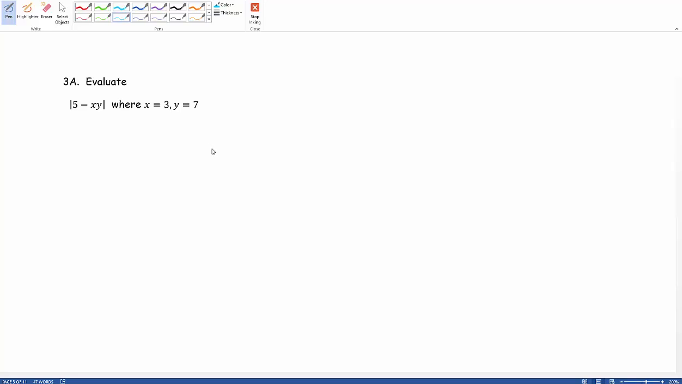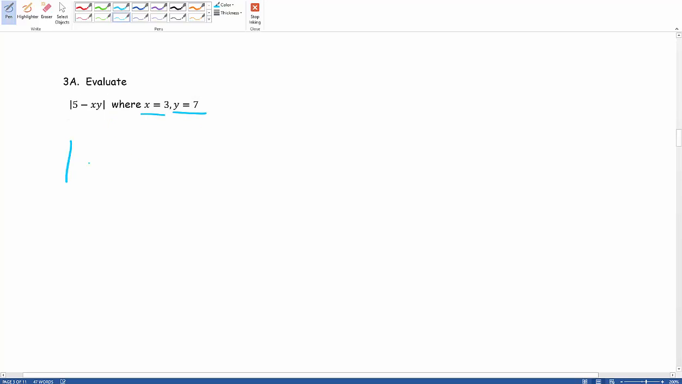Here we are at problem 3a from our target 1. We're asked to evaluate the following expression, and in doing so we notice that we have some variables here that we might have to substitute, where we know that x is 3 and y is equal to 7. So we're going to go ahead and do our first step, which is throwing in these values into our x and y.